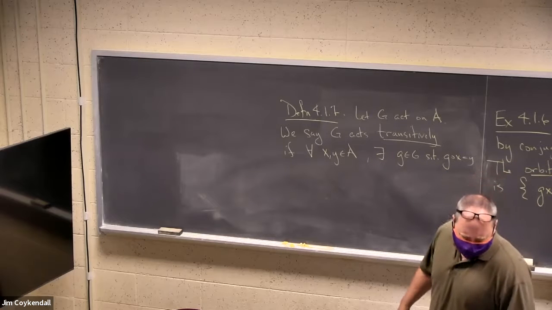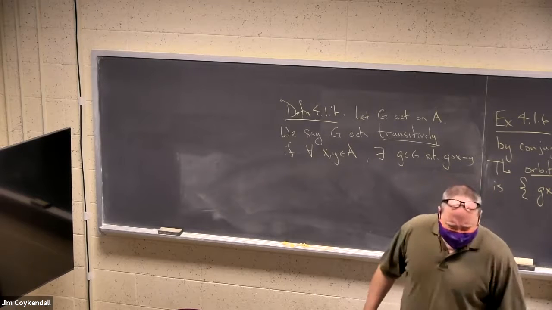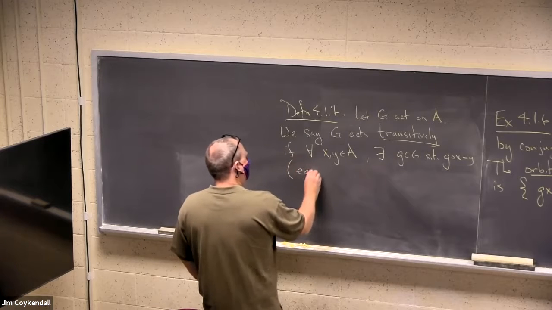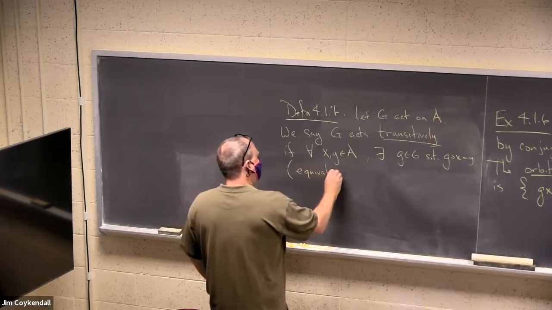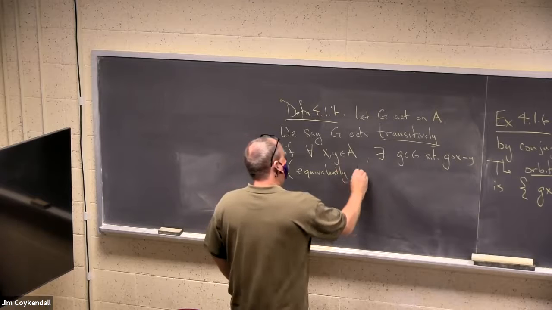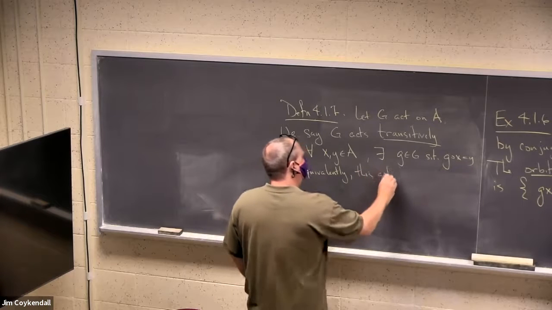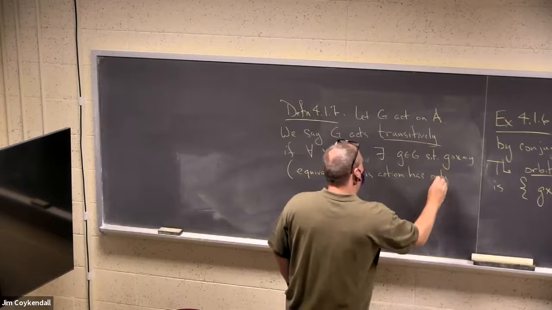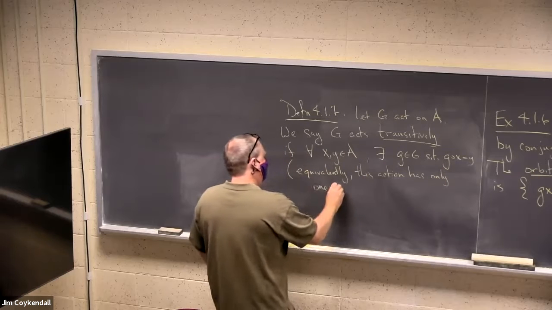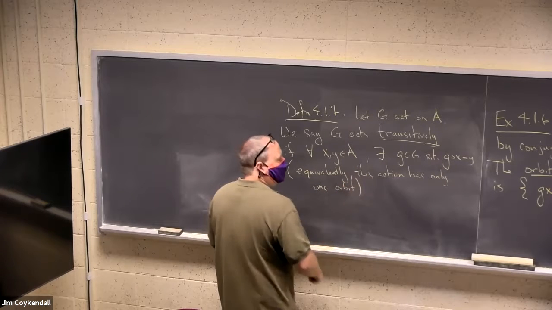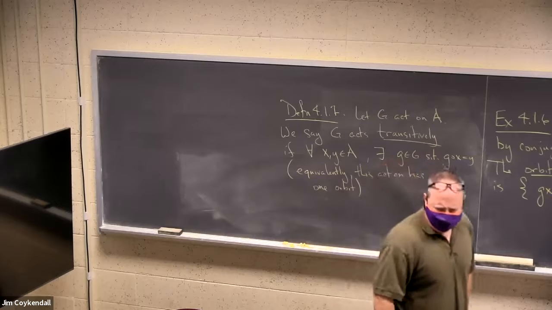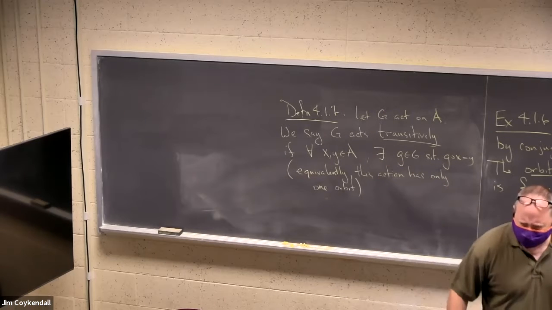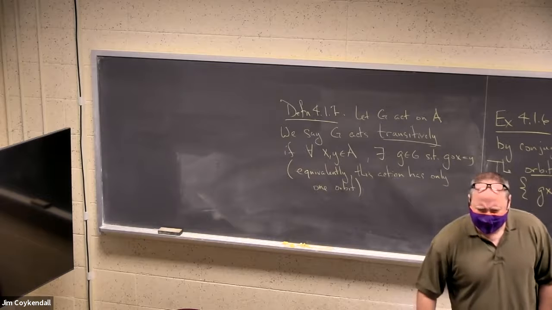So another way to look at this is this action has only one orbit. That is, all the elements in the set that you're acting on live in the same orbit. Okay.